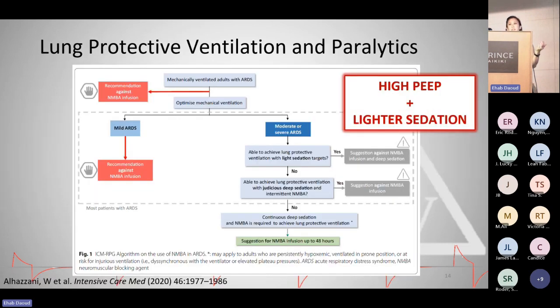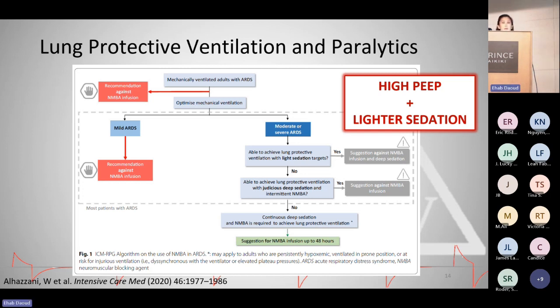So lung protective ventilation and paralytics, we have this group. This is the Intensive Care Medicine Rapid Practice Guideline group. They put out this very nice algorithm talking about, okay, if you have a mechanically ventilated patient with ARDS, you optimize the vent, then you have to determine when to start a paralytic or not. So based on this algorithm, you see, you optimize. If you can't get optimization, you can try a neuromuscular blocking agent, or you can try to deeply sedate or better sedate your patients.